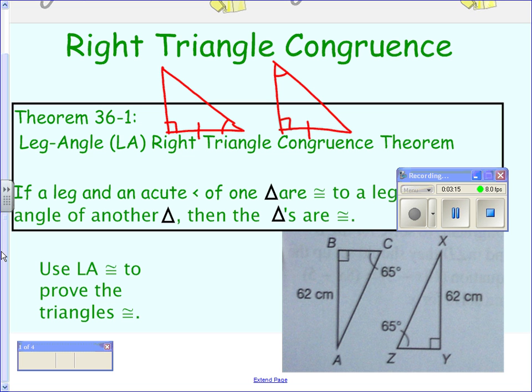They are congruent by what? The LA right triangle congruence theorem. Does that make sense? Y'all see how that works? If it said use the LA to prove the triangles congruent, if you wanted to make a two-column proof, you could. Or you could just do a paragraph proof. It doesn't care. Does that make sense?